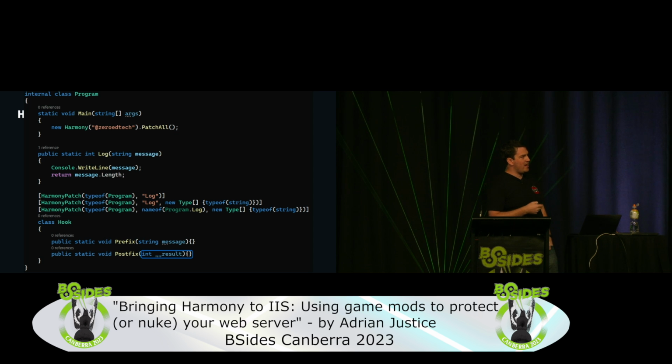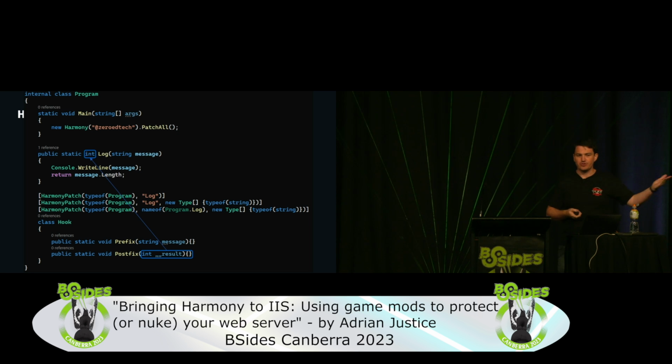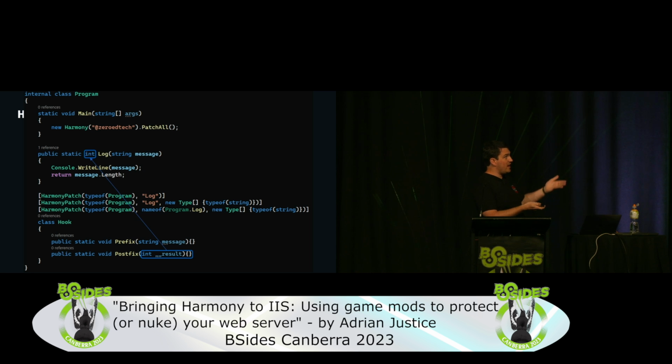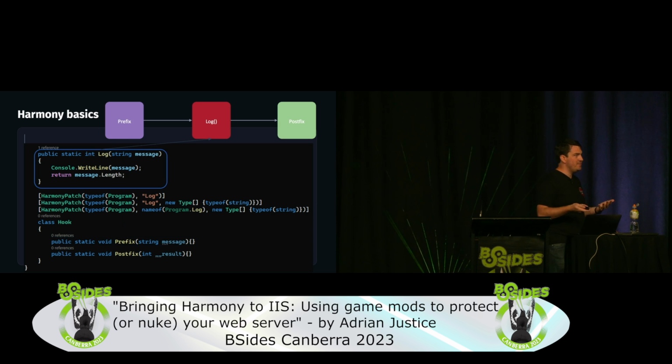Postfix functions have a special variable defined by Harmony called _result that has the type of the return type of the function you're targeting. So in this case, the log function returns an int, so our _result value needs to be an int. Later on, we'll see some that return a string array. In that case, _result will be a string array. With this mod set up the way it is, if we were to call the log function, this is roughly how it would go. So our prefix function would be called first, then the actual log function, and finally the postfix function.